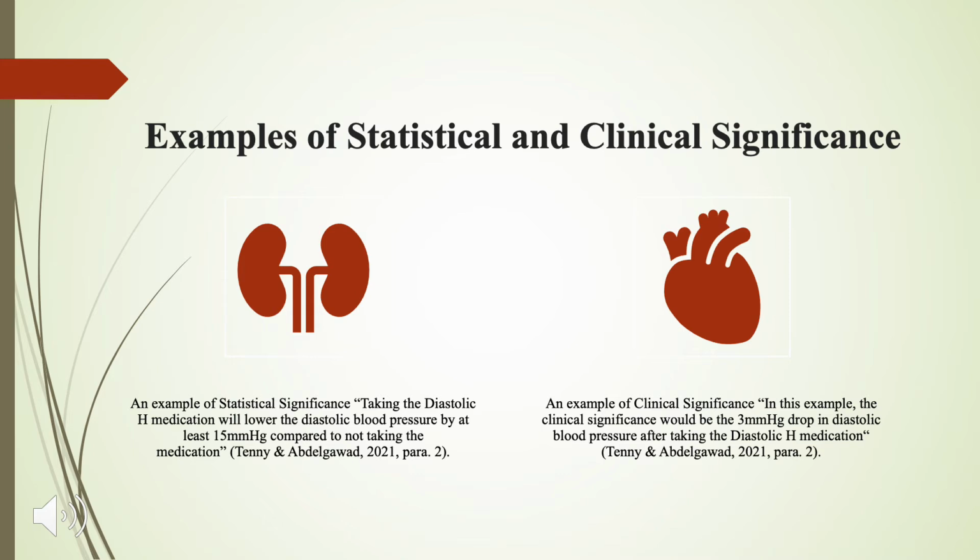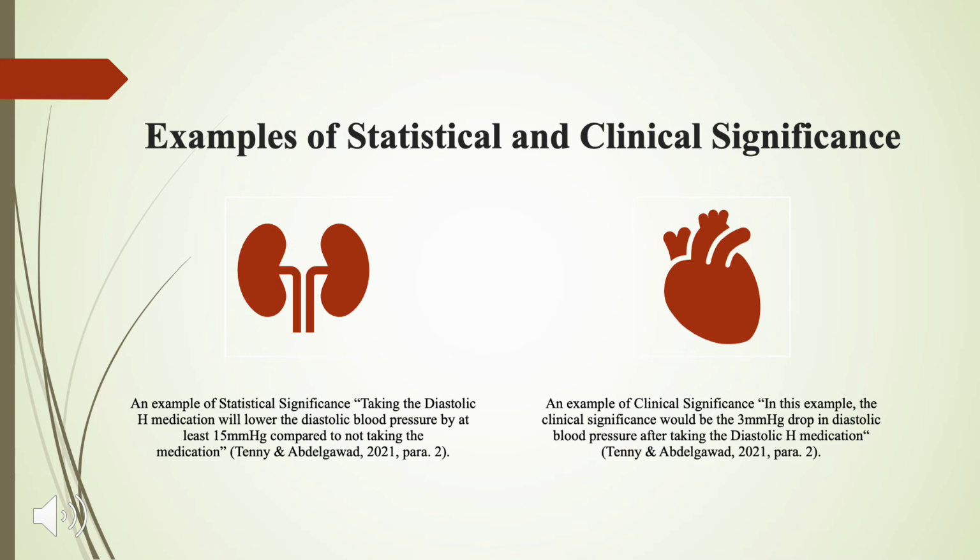In this case, half the patients received the diastolic H medication and the other half received no medication. The diastolic blood pressure of the patients who received the diastolic H medication decreased by 3 mmHg, which is equivalent to a p-value of 0.03, which is 3%. We can interpret this research result to have statistical significance because the p-value of 0.03 is less than the alpha value of 0.10. These findings reject the null hypothesis because it is less than 0.10. If the p-value were greater than 0.10, then the null hypothesis would be accepted.